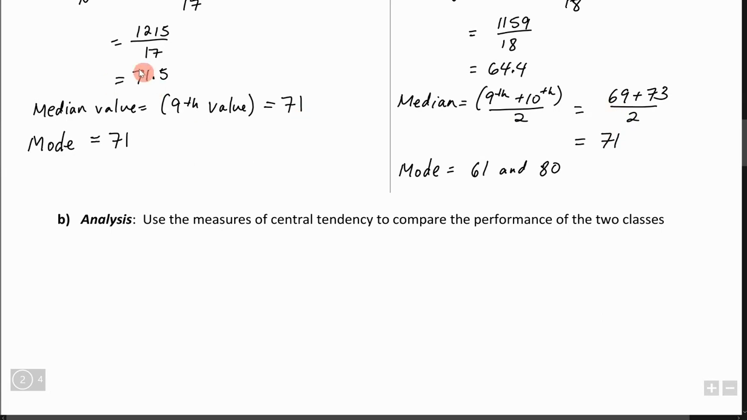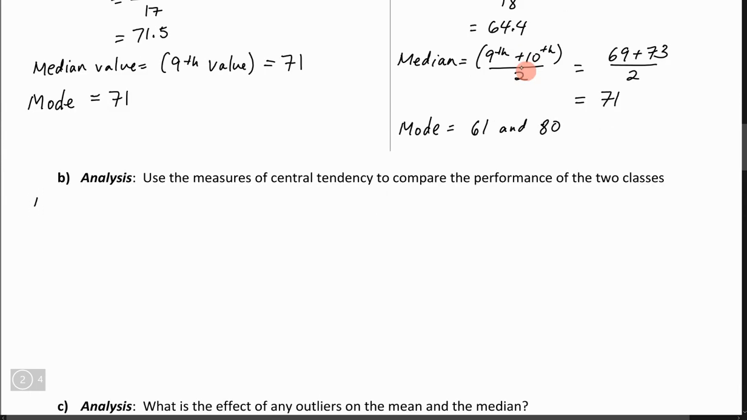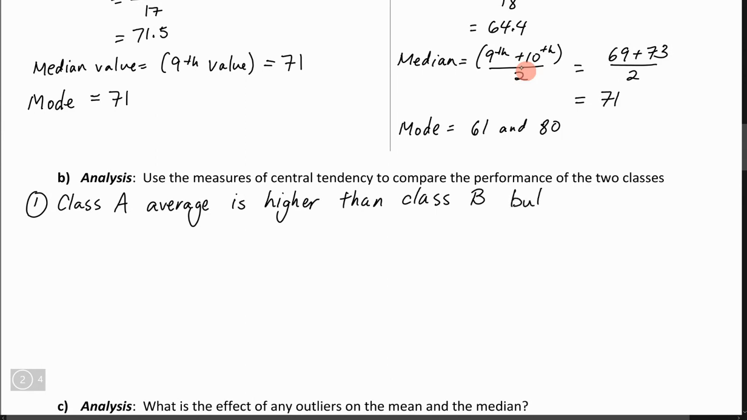You can also notice that class A has a higher average than class B. So I'm going to make a note of this. Class A, number one: class A's average is higher than class B. But you notice the medians, they are the same.